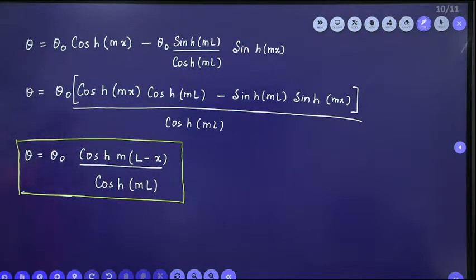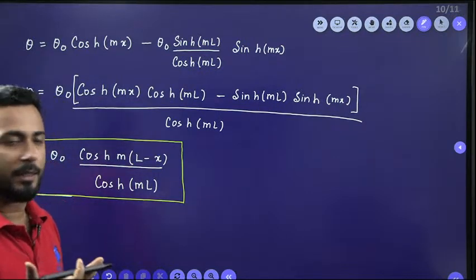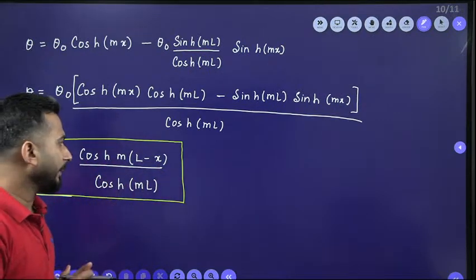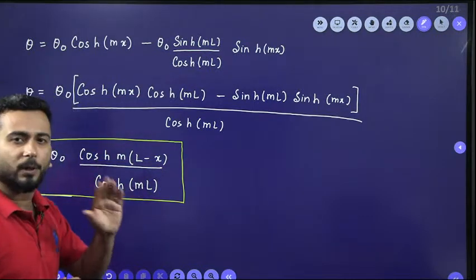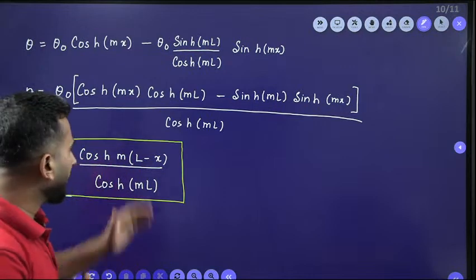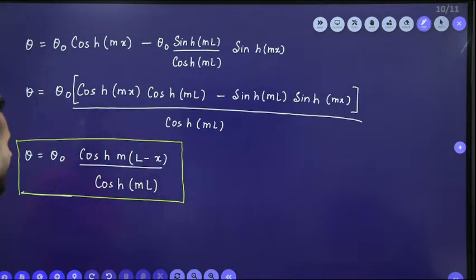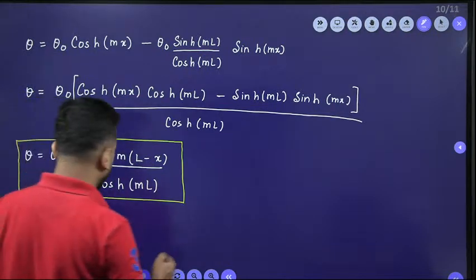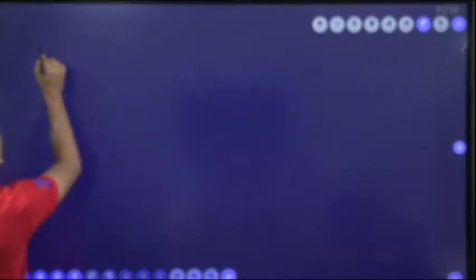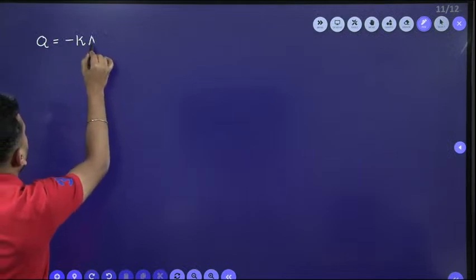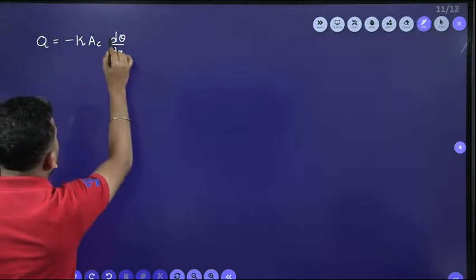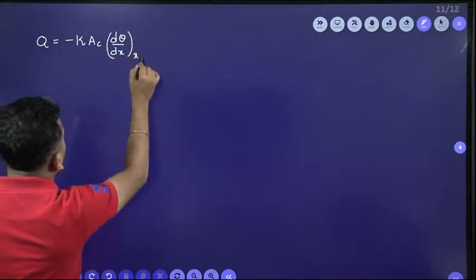Now, I will be asked, sir, what is the nature? Obviously, since I can write cos hyperbolic in terms of exponential function, it is also exponential only. Only the values will be different in this case, but the nature will be the same, because I can express it in the form of exponential. This is one case. Now, do not forget, we have to find the value of steady state heat transfer, and that is nothing but minus K AC d theta dx at x equal to 0.